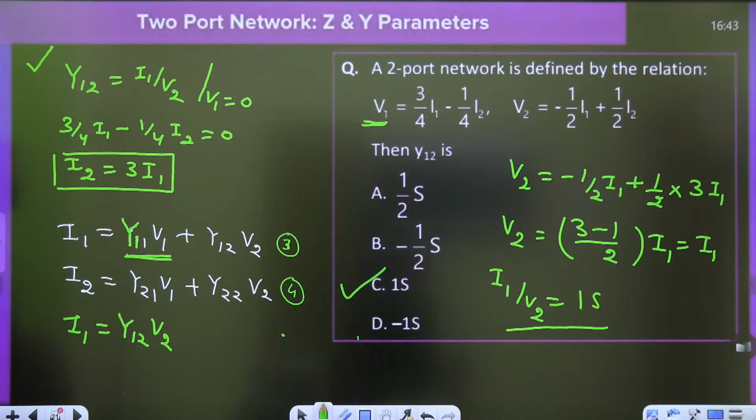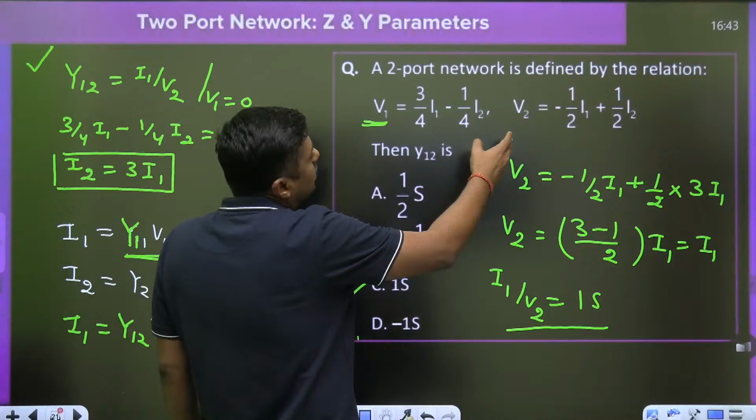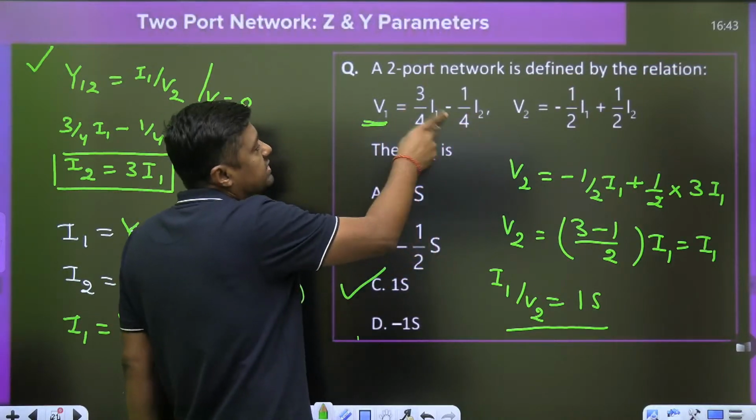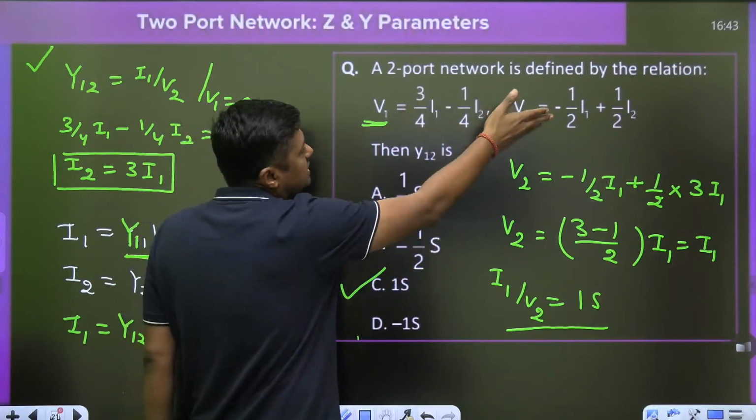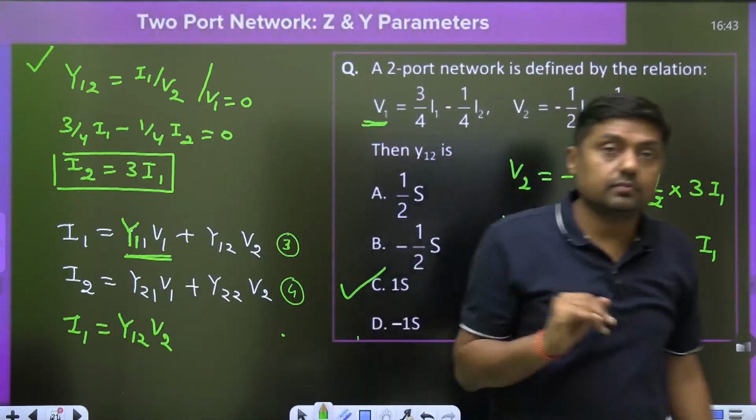So the condition we are getting for y12: apply the condition, and then the equation is given, same condition I am applying. What is 0? V1 is 0. I am getting the relation between I1 and I2, and then we are putting it in the second equation, we are directly getting it. So no need to find the Z inverse of that.